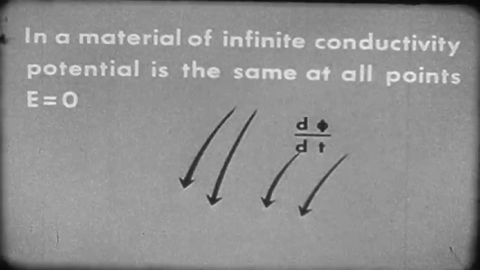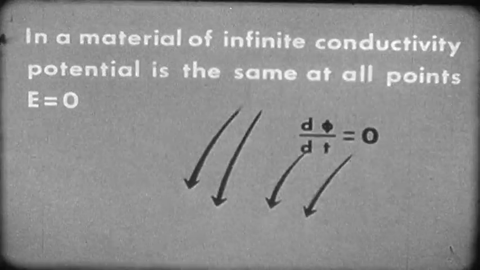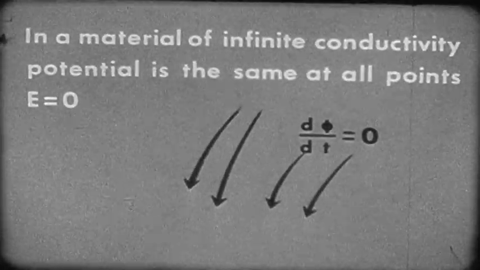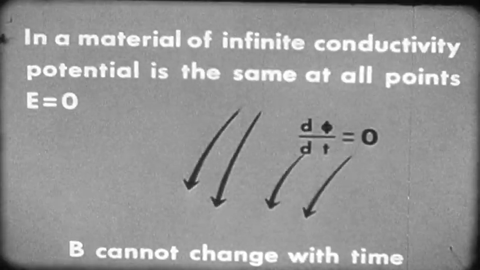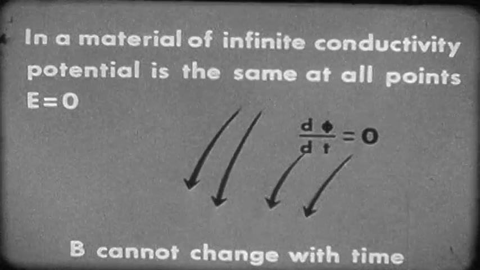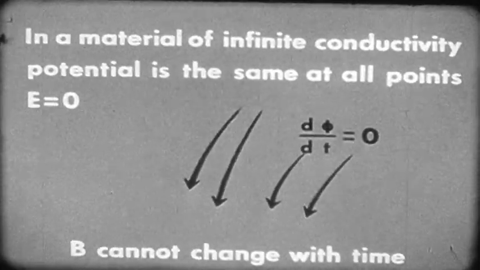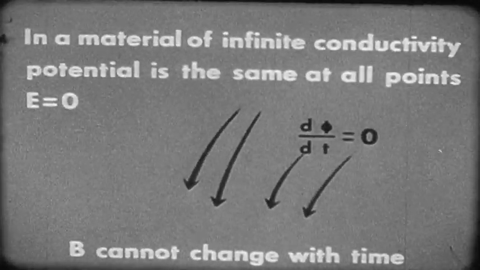Therefore, the magnetic flux cannot change with time in the material. To put it succinctly, the magnetic flux density cannot change with time in a material of infinite conductivity. Any magnetic flux which resides in it while it has infinite conductivity is frozen to it as long as it has infinite conductivity.